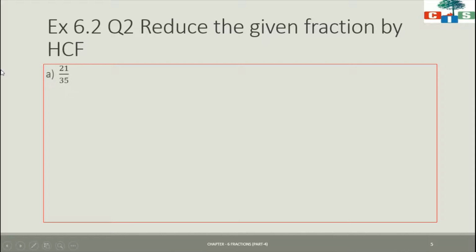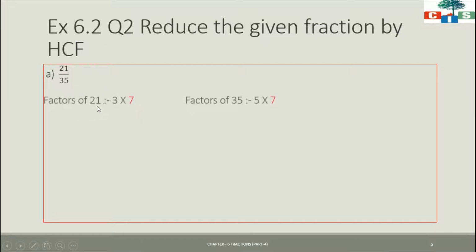Okay, so sum number A we have as 21 by 35. The given fraction is 21 by 35. So first of all, I will find factors of 21. Then I will find factors of 35. Then I will find common factors of 21 and 35. From there, I will find HCF, and then I will reduce this 21 by 35 to its lowest form.